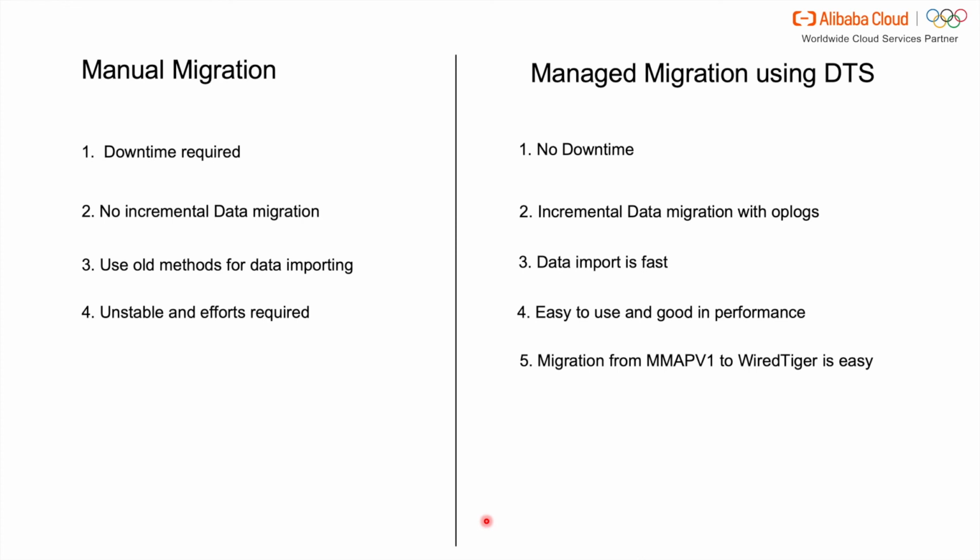It is also easy to migrate from the MMAPv1 engine, which is now becoming obsolete, to the WiredTiger engine, which is now the default. So if you are using MMAPv1 on your on-premises, it is very easy to move to WiredTiger. You don't need to replace or upgrade your binaries. All that part has been eliminated.